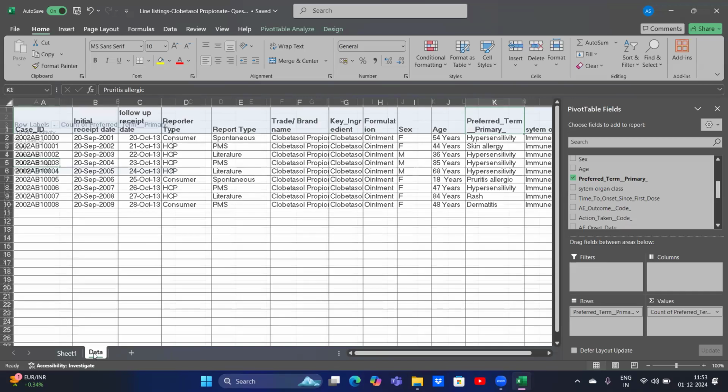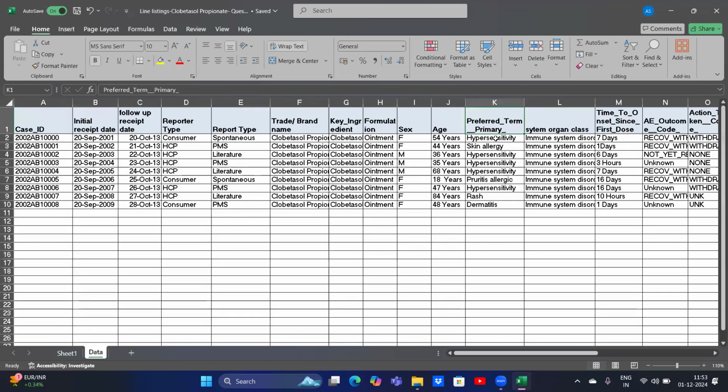Let's come to the data. Is the same count here? Can you see? Those who are not aware about pivot, this is how we put the pivot. So this is how we differentiate the data in the Excel sheet.